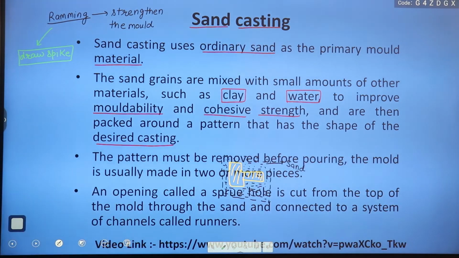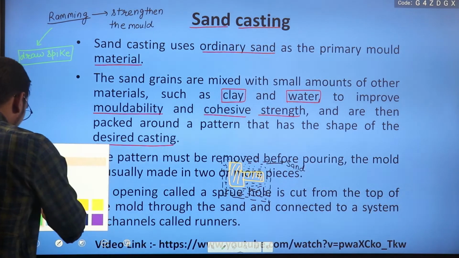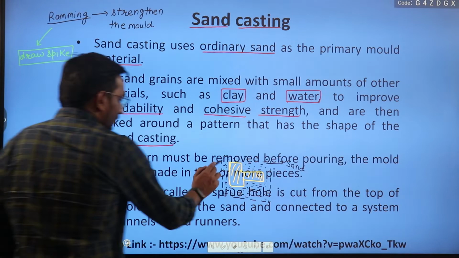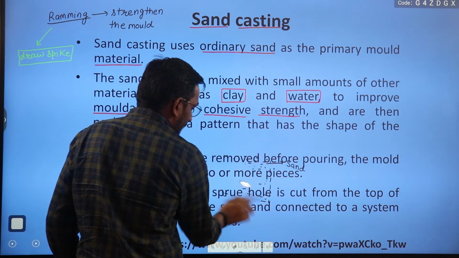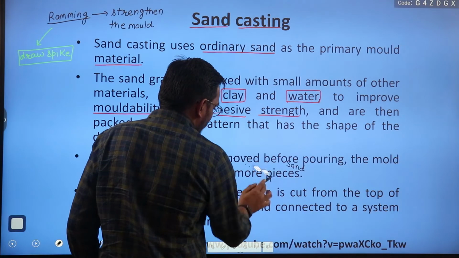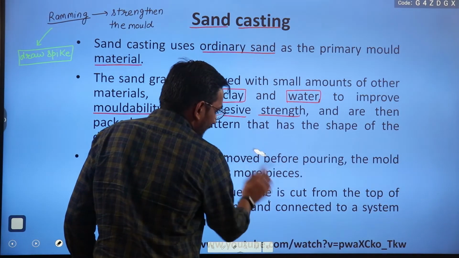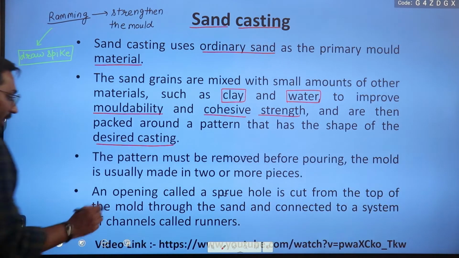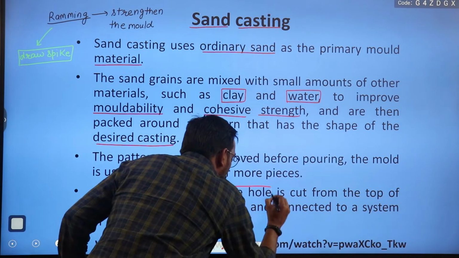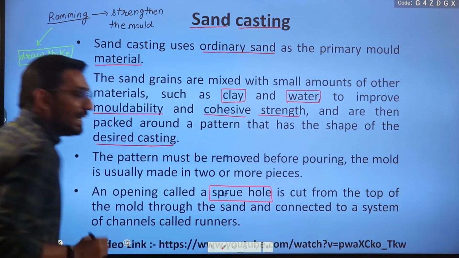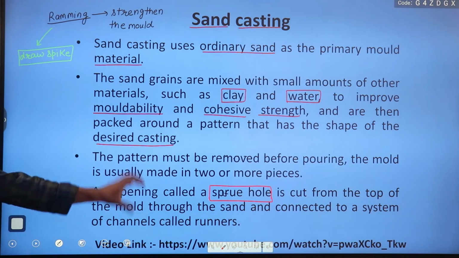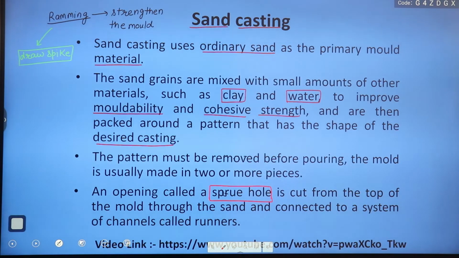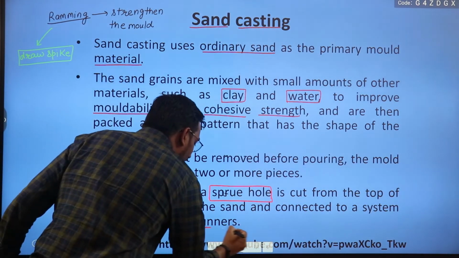An opening called a sprue hole. If I erase this, you will be able to see better, just to understand how the casting will be made. Now, an opening called a sprue hole. We have to make an opening in the mold cavity, that is, the sprue hole is cut from the top of the mold through the sand and connected to a system of channels called runners.